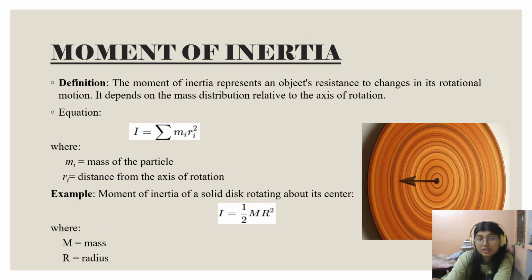Now, what is moment of inertia? Moment of inertia represents an object's resistance to changes in its rotational motion. It depends on the mass distribution relative to the axis of rotation, and it is represented by the equation I is equal to summation of mi ri square, that is mass of the particle and ri square, the distance from the axis of rotation. And if we are to give an example where moment of inertia can be taken into consideration, it is the moment of inertia of a solid disk rotating about its center. In such a case, the m will be mass of the disk and r will be radius of the disk.